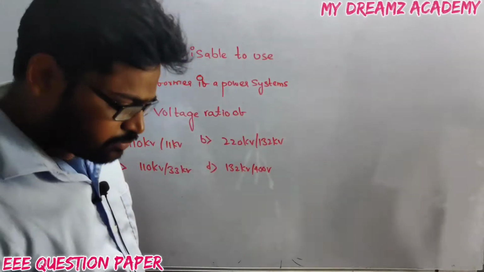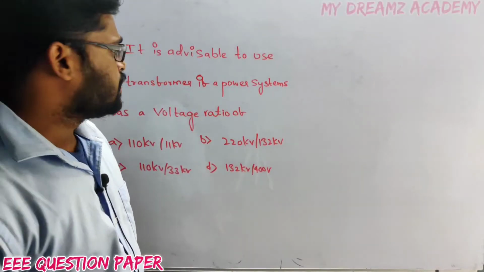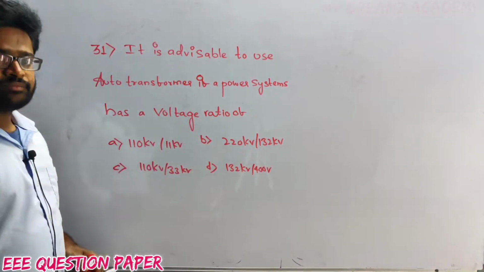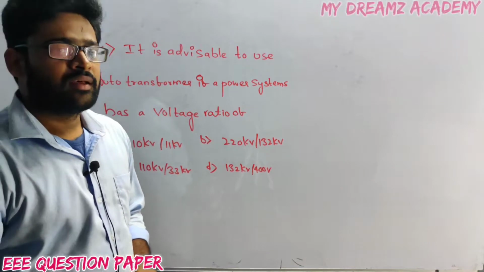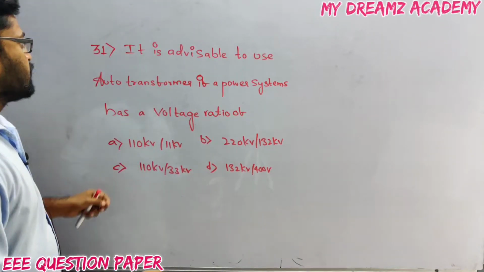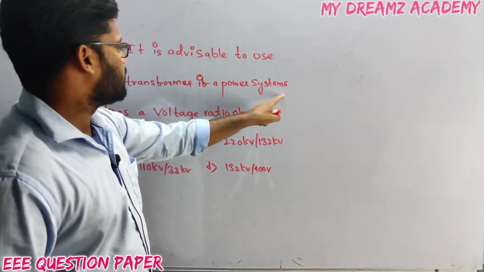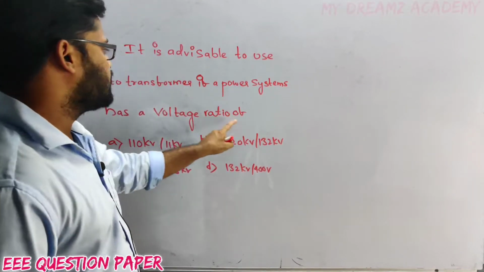Now, this video is all about the previous ESET examination, a continuation video. Already we have done 3 videos regarding this previous year question paper. It is advisable to use auto transformer if a power system has a voltage ratio.